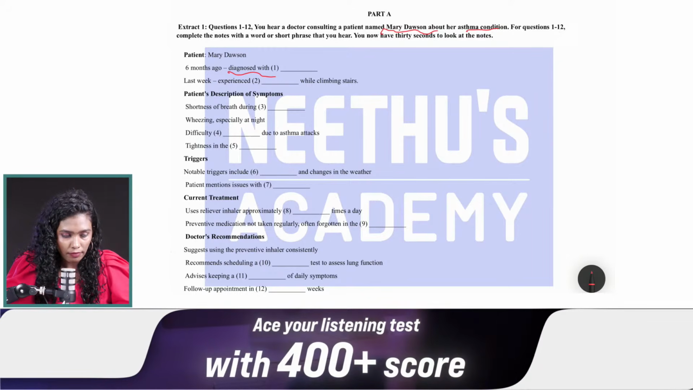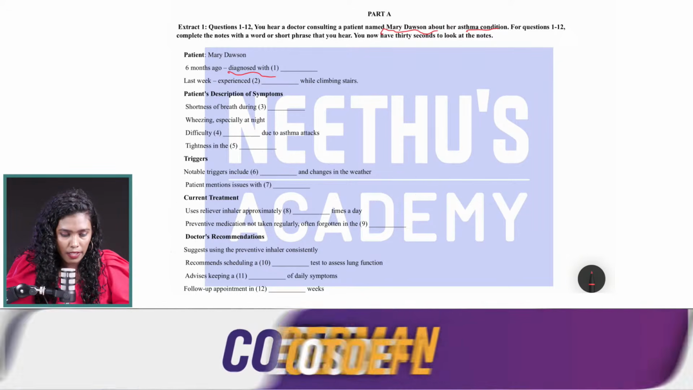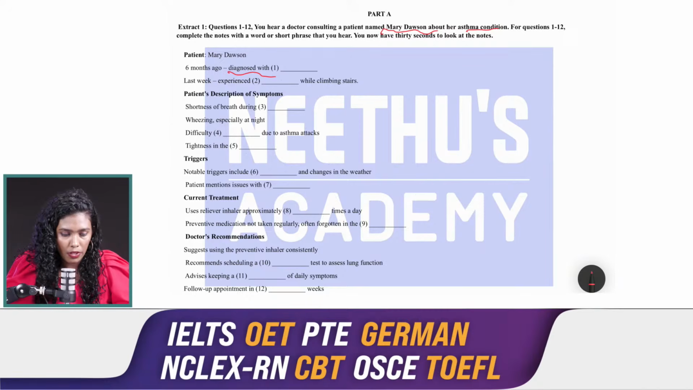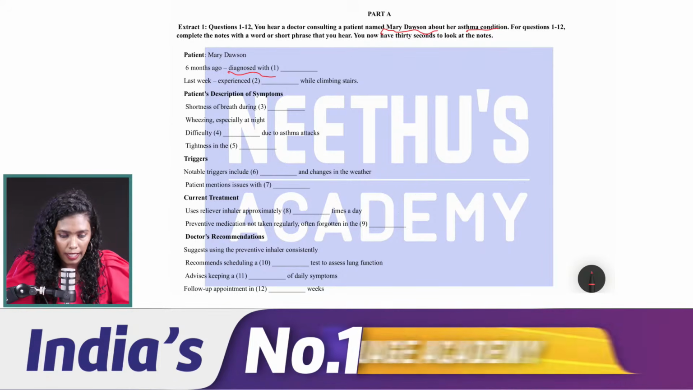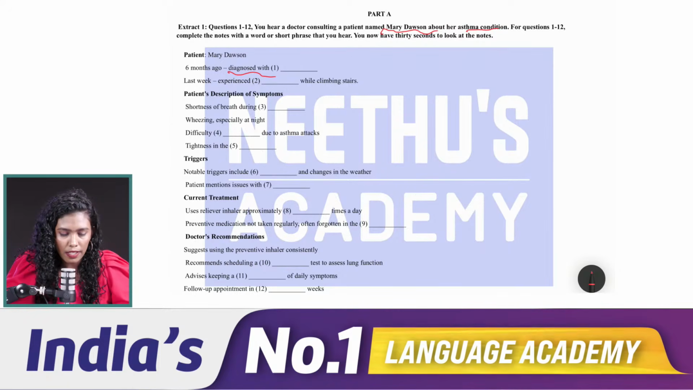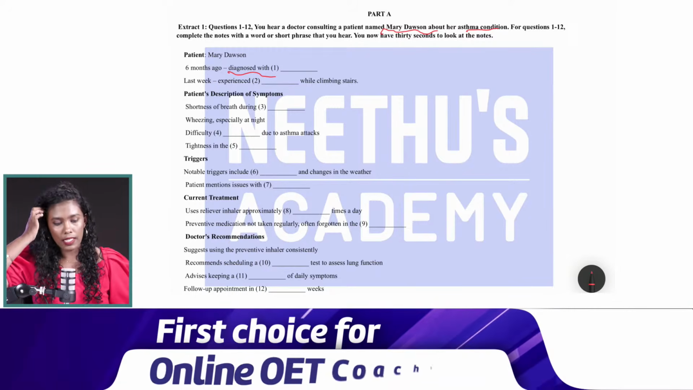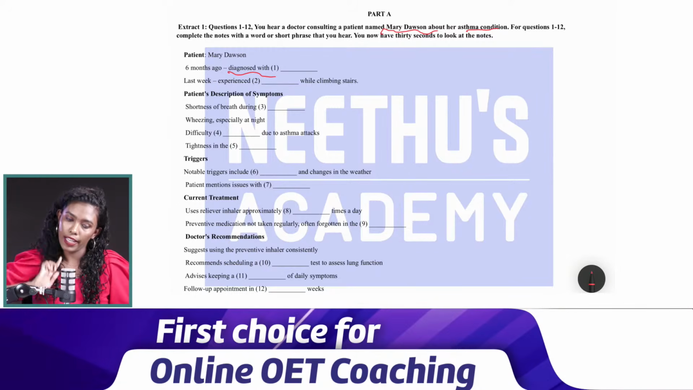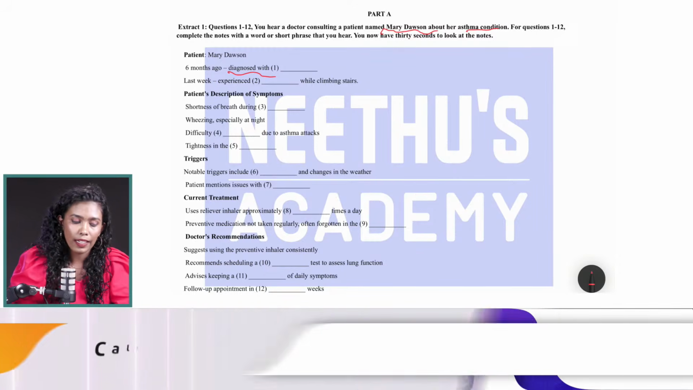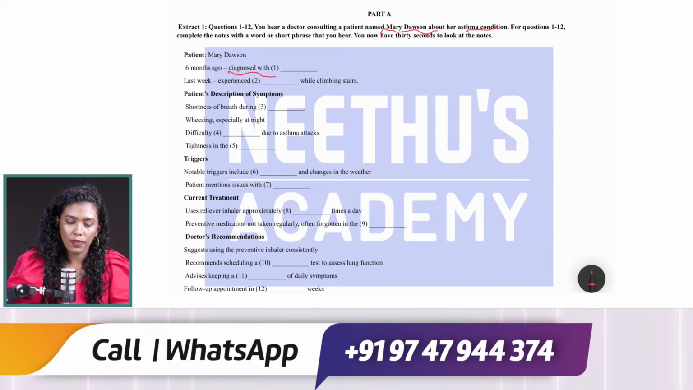Then, moving forward with the next question. Last week, and we have a word experienced, a blank space, while climbing stairs. Last week we have another word experienced, and while climbing stairs. Specifically, there is something happening to this patient while climbing stairs.